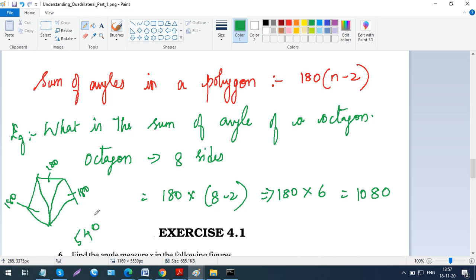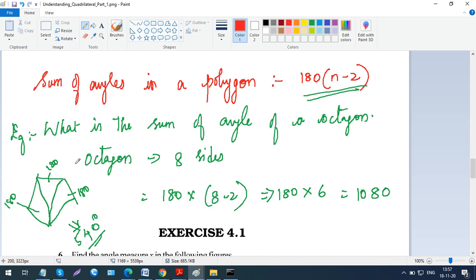540 degrees. Okay, so this is what you're getting, but it's very difficult to sit and add this, so you have a regular formula for this: 180 into n minus 2. So this formula you can use to find the sum of angles in a polygon. Let it be regular or irregular, that doesn't matter.